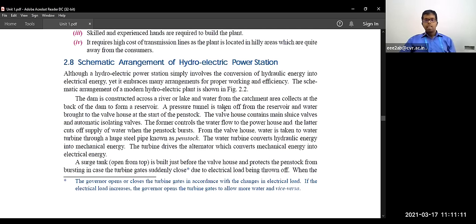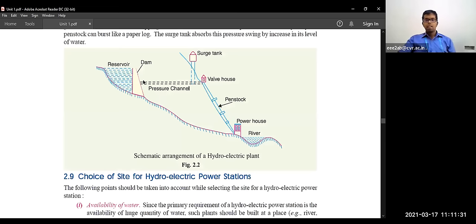A pressure tunnel is taken off from the reservoir and water is brought to the valve house at the start of the penstock. So you need to construct a pressure tunnel from the reservoir like this. Your dam might be here. So why are we going for the pressure tunnel? Because simply like that also you can construct a penstock like this.